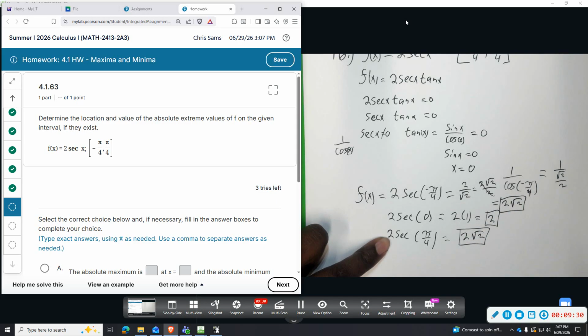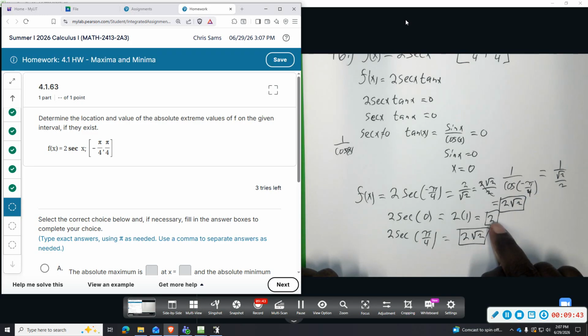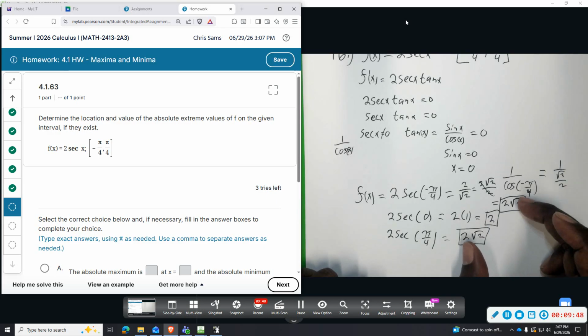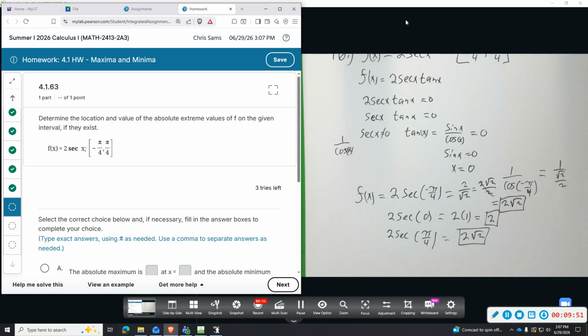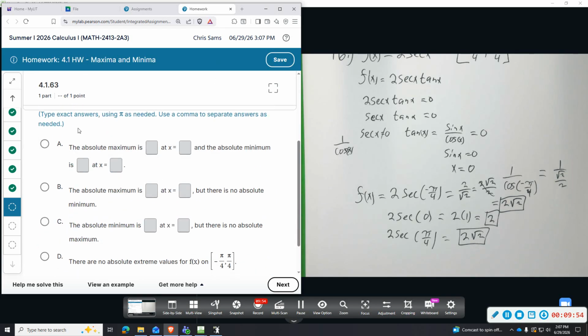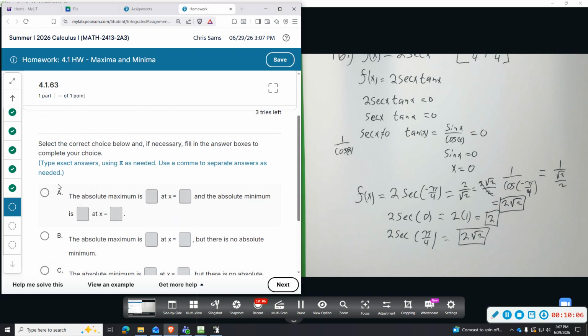Now, obviously, or hopefully you can see that 2 times some number is going to give us something bigger than 2, as long as that thing is greater than 1. If it was a fraction, it would be smaller. So the pi over 4 and negative pi over 4 are the same. This 2 is different, but this 2 is smaller, so it's going to be my minimum. These 2 would be my 2 maximum points, would be the same. So we are going to say the absolute maximum is blank at x equals, and the absolute minimum is, okay, absolute minimum. Okay, so A looks like the best answer choice. Absolute maximum is going to be 2 square roots of 2.